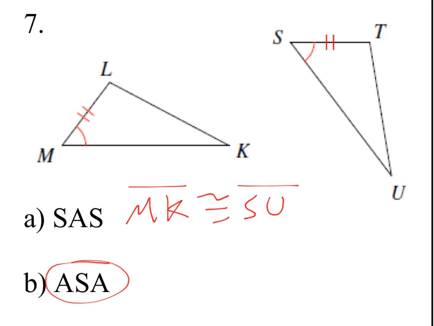On the next one, we still have a side angle. We need the other angle on the other side of the side. So here's the side, here's the side. We have one angle, we need the other one to complete the angle side angle. That's angle L and angle T.